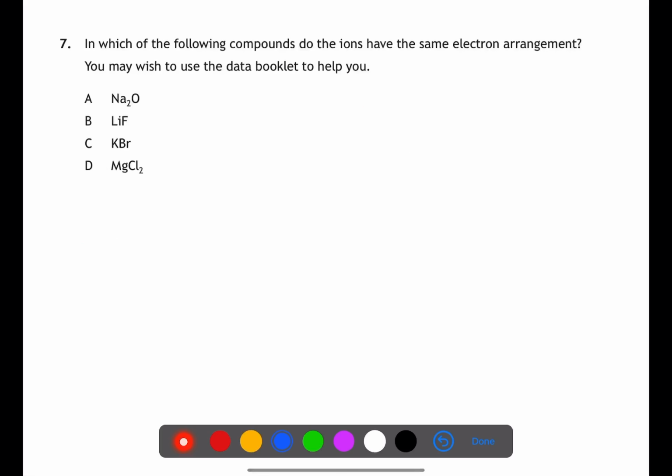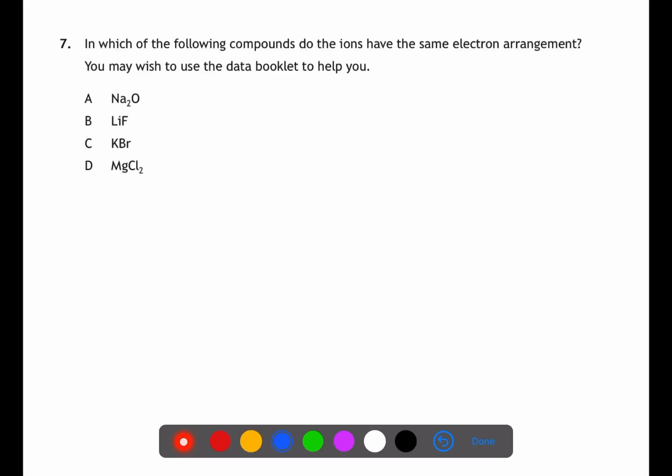In which of the following compounds do ions have the same electron arrangement? You may wish to use the databook to help you. So you need to use page 6 in your databook, which has the electron arrangements, to allow you to work out what the electron arrangements of ions would be. Remember that metals will lose their outer electrons and non-metals will gain outer electrons.